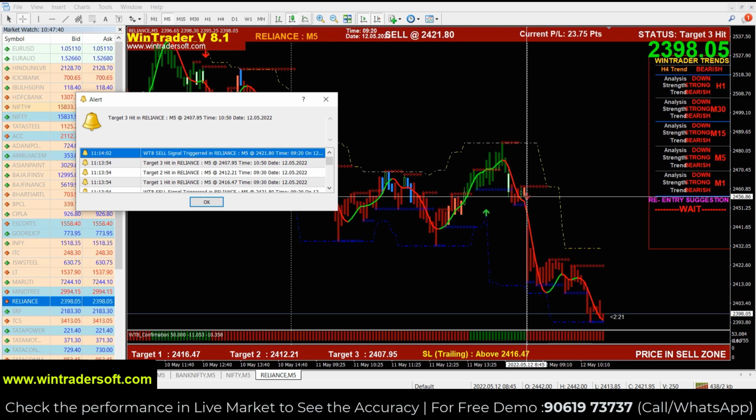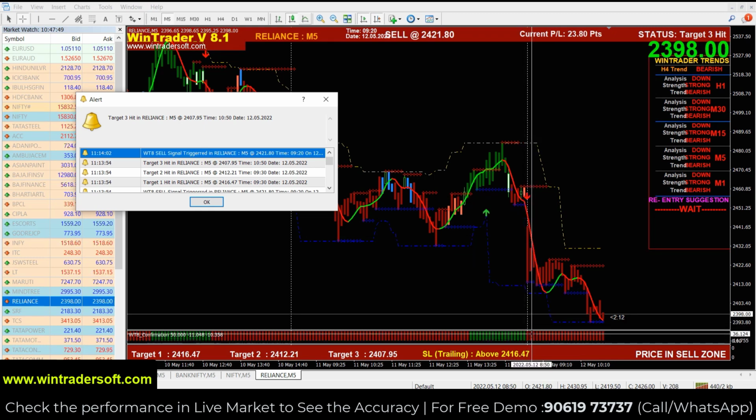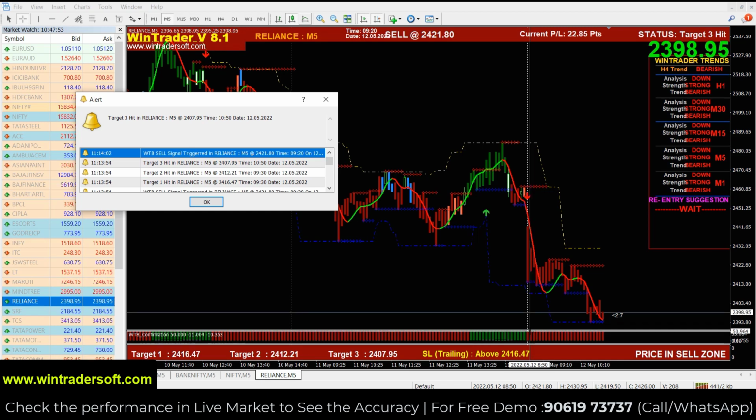If it is a sell signal, the first confirmation is shown here as price in the sell zone, and for the second confirmation, below the arrow you can see there is a bar. The bar should be in the same color as the signal. If it is a sell signal, then the bar should be in red color. So if these two confirmations are okay, then that signal is confirmed. Then you can enter the market trade in your trading platform.